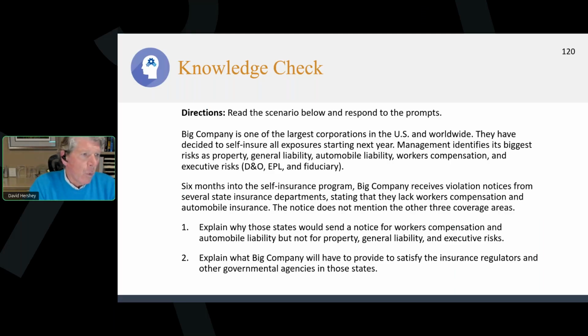So why would states not care about property insurance and D&O? Others not required. Yep. Workers' comp and AL are regulated. Yep. Absolutely spot on.